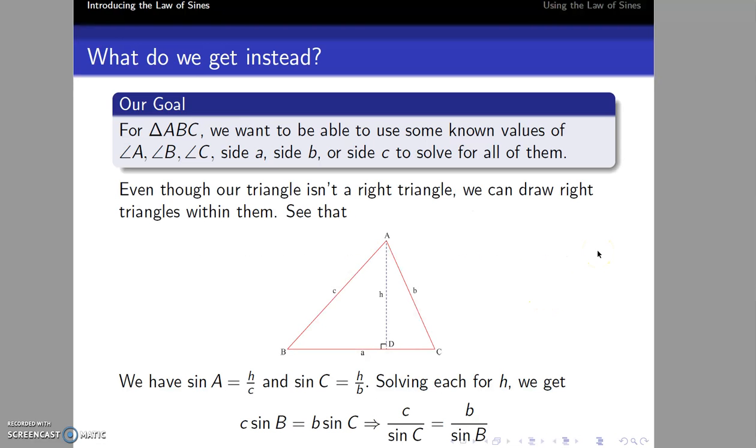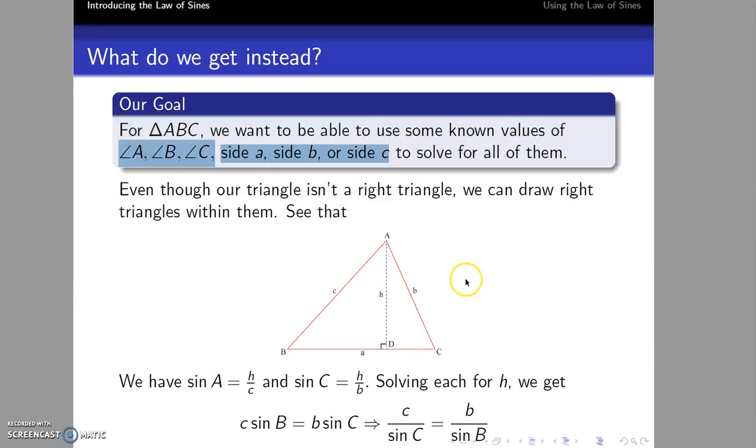And here's our something else. For a general triangle ABC, we want to use as few of these values as possible. I think it needs 3 of them. We need at least 3 of angle A, angle B, angle C, side a, side b, side c. We need 3 of those, and hopefully any 3 of those, and use that to solve for all of the rest.